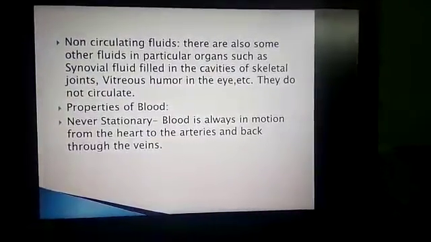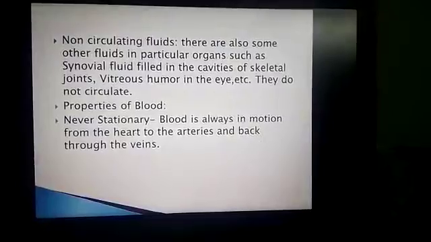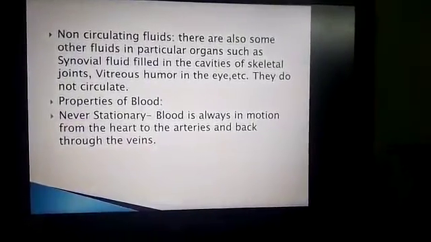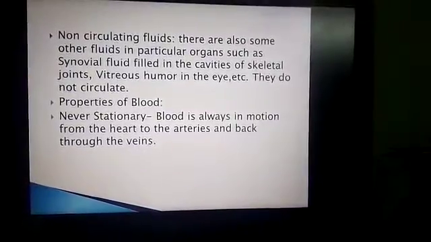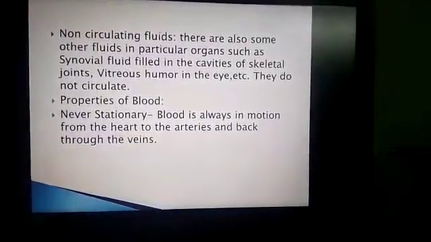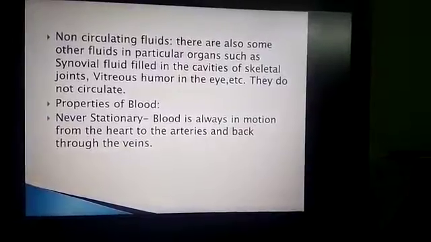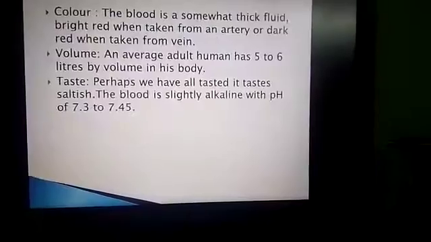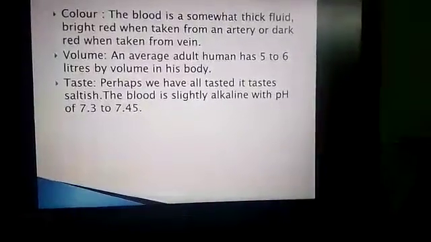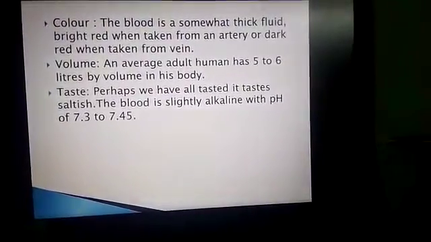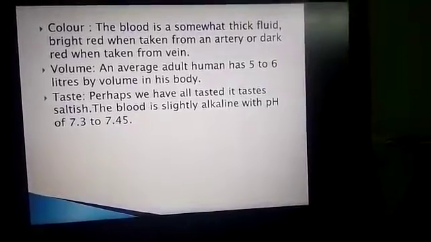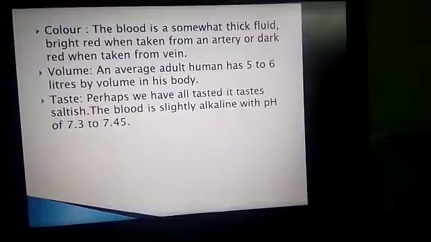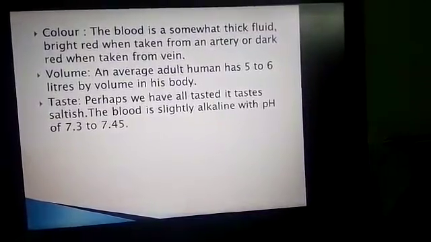So let's see what the properties of blood are. Blood is never stationary, that is, it will not stay in one place. Blood is always in motion from the heart to the arteries and back through the veins. That means it will flow throughout the body. And color: it is a somewhat thick fluid, bright red when taken from an artery and dark red when taken from a vein. That is why it appears blue and red.